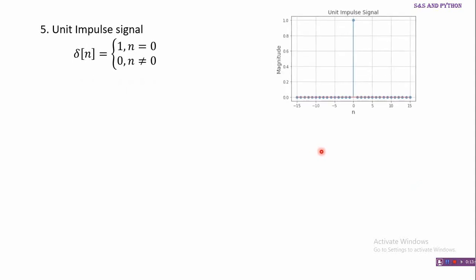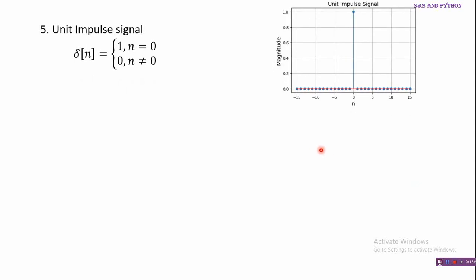Then the unit impulse signal is defined as equal to 1 for n equal to 0 and 0 for all other values of n. Only at n equal to 0 do we have the signal of value 1, and its value is 0 for all other values of n.